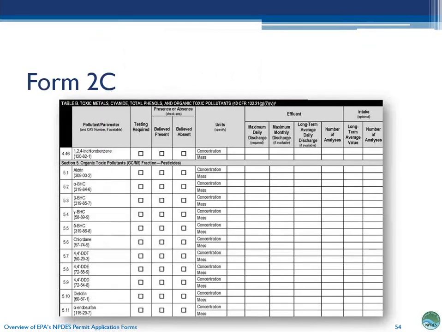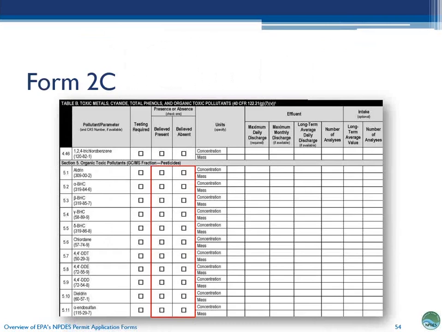For any non-required GCMS fractions, the applicant must check believed present or believed absent to indicate whether there is reason to believe that any of the pollutants listed are discharged. For any pollutants marked believed present, the applicant must provide effluent testing data.